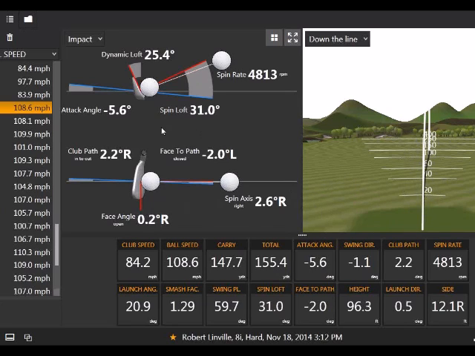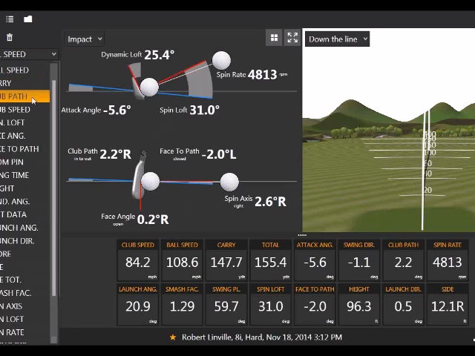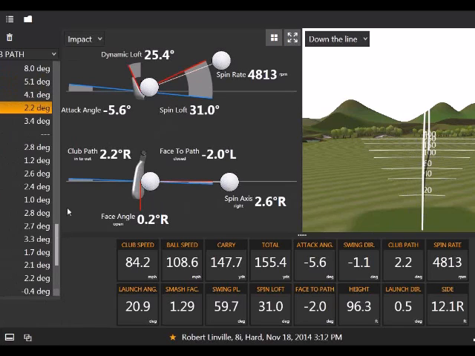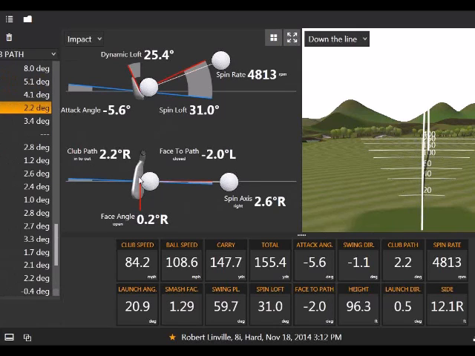So let's go over a few of these numbers. I don't want ball speed up here. We'll put it like this. The first number that I really pay a lot of attention to is club path. Club path is the relation of the center of the club, the sweet spot of the club, to the target line at impact.